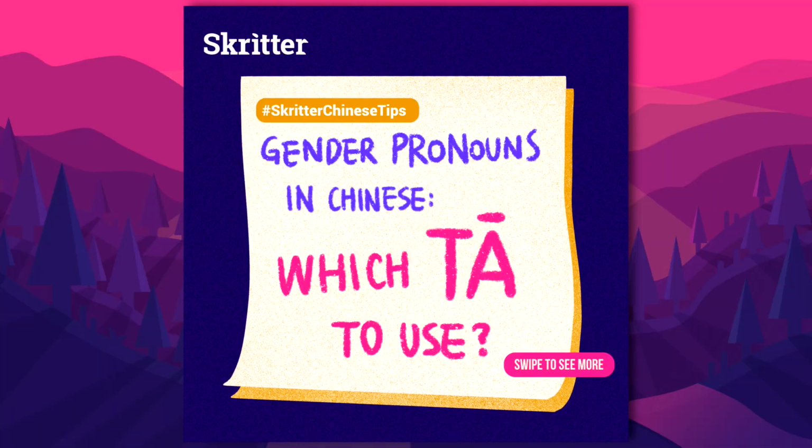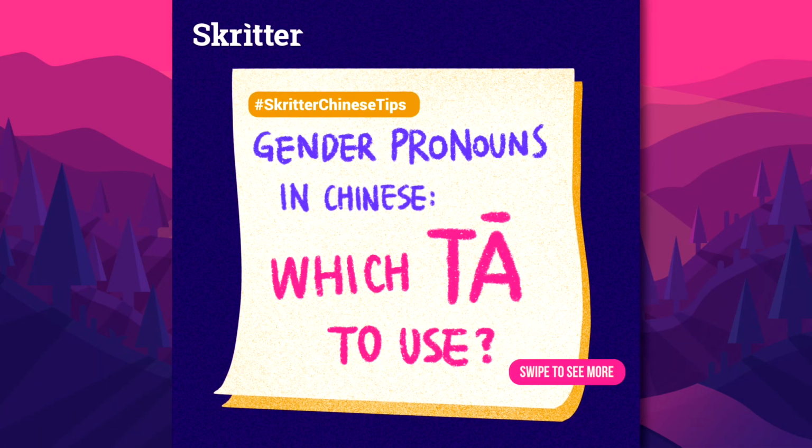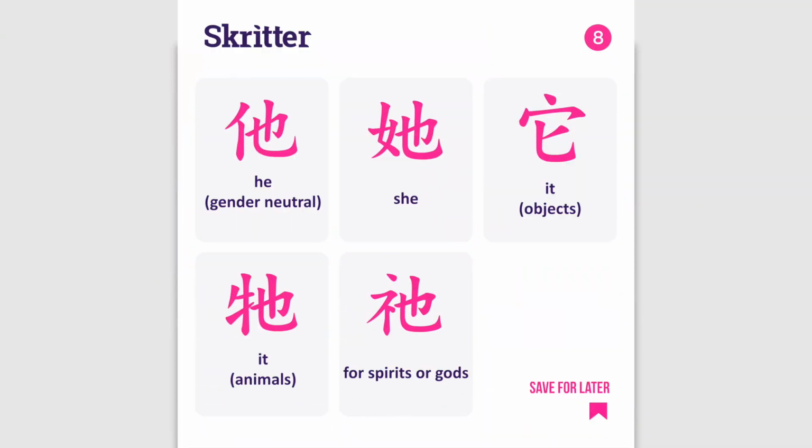In this video, we're going to teach you the gender pronoun 他 in all its different forms. In spoken Mandarin, the word for he, she, it all sound the same. They all sound like ta. However, each of them has its own character, so in today's lesson we're going to learn them.